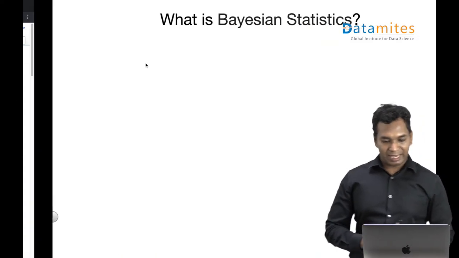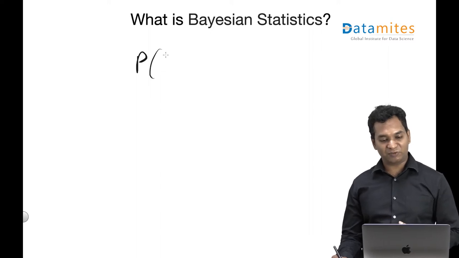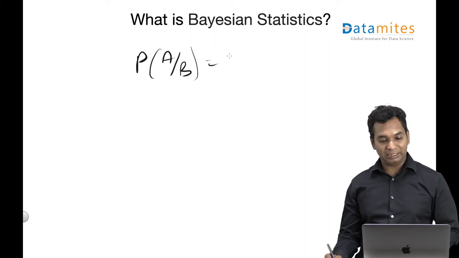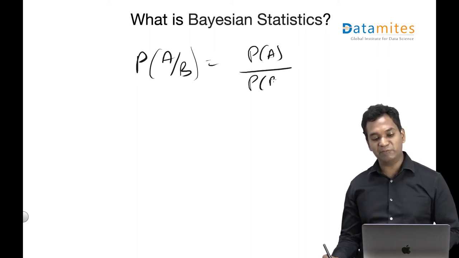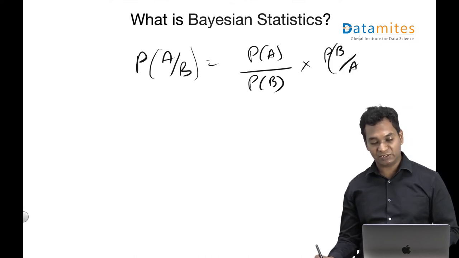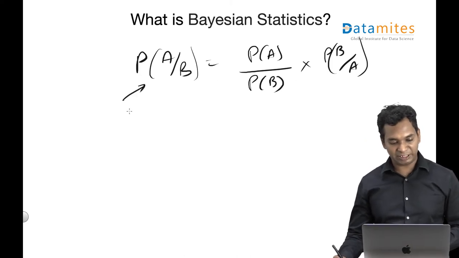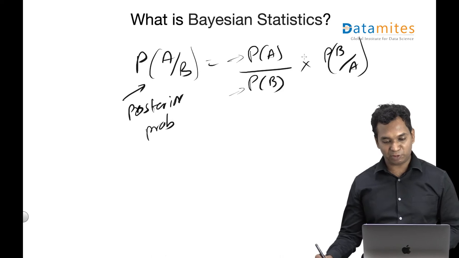As per Bayes' theorem, the conditional probability of A being true given that B is already true is equal to the probability of A being true divided by the probability of B being true, times the probability of B being true given that A is already true. This we call the posterior probability, which we are interested in. And these are the prior probability, the individual probability, and this is the likelihood.